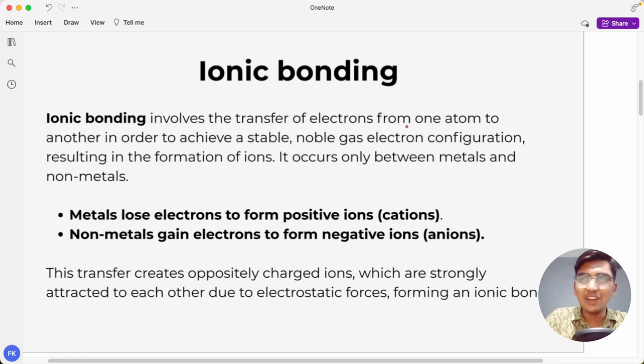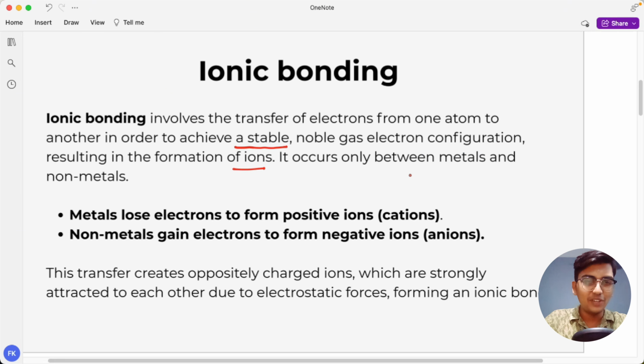So before we start ionic bonding, what is ionic bonding? Ionic bonding involves the transfer of electrons from one atom to another in order to achieve a stable configuration, or noble gas electron configuration, resulting in the formation of ions.